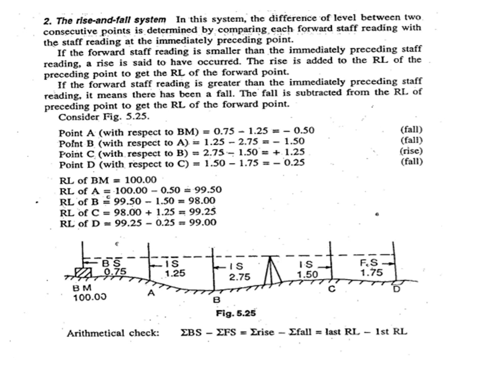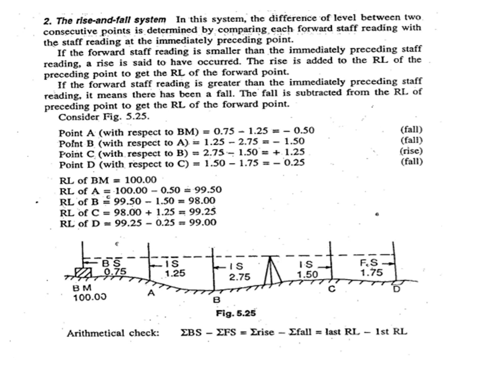After getting the fall and rise at the respective stations, we can calculate the RL of each point. Whenever there is a rise, we add the rise to the preceding RL, and whenever there is a fall, we subtract the fall from the preceding point to get the RL of the forward point. Here the RL of the benchmark is given, that is 100. To calculate the RL of A, we consider the fall at station A. So 100 minus 0.5 equals 99.5.